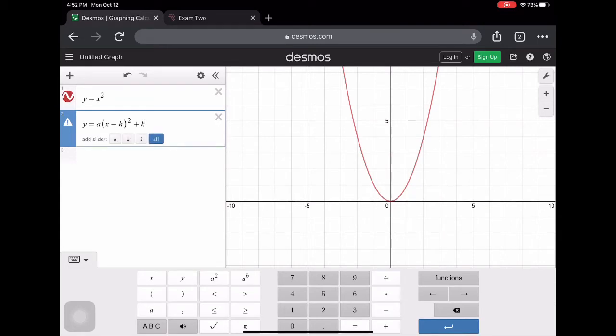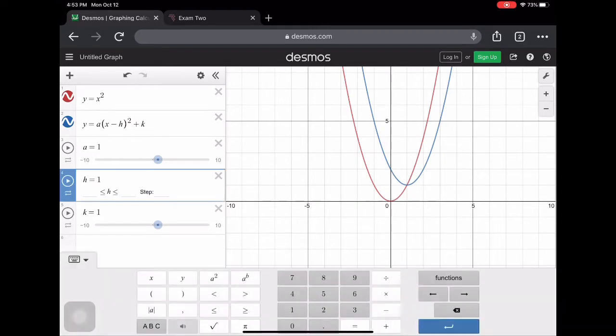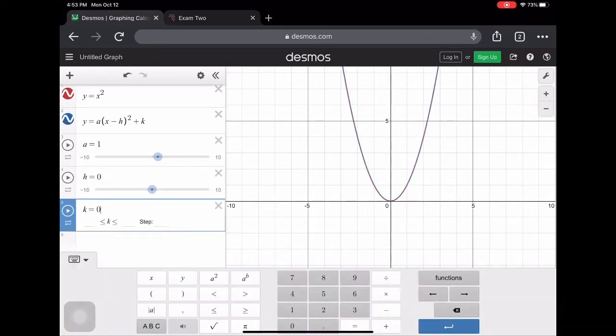Now I'm going to create sliders for these. And creating a slider just means that I am able to adjust these values to make them what I want. So right now the parent function is the same as my standard function. A is 1, I have no h, and I have no k. (h, k) is your vertex. I don't know if you guys have worked on that yet or not, but let's say I take my h value.